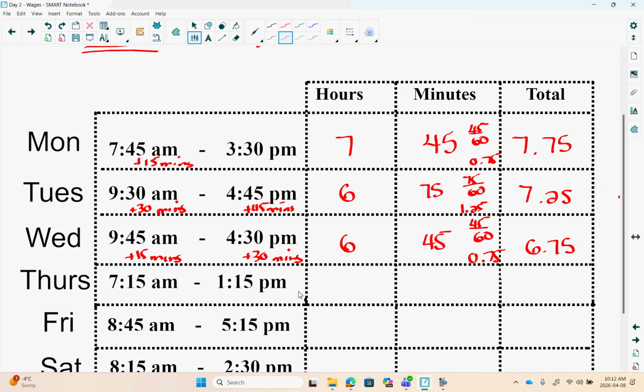7:15 to 1:15. This is great. Okay, 7:15 to 12:15 would be 5 hours, and then 1:15 is 1 full hour, 6 hours total. So 6 hours and 0 minutes is 6.0 hours.